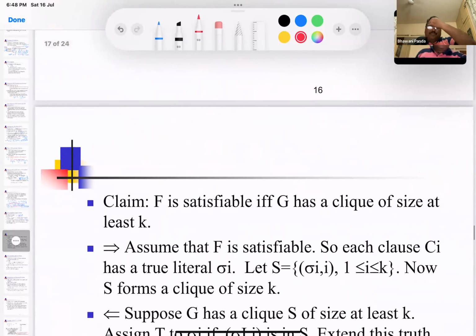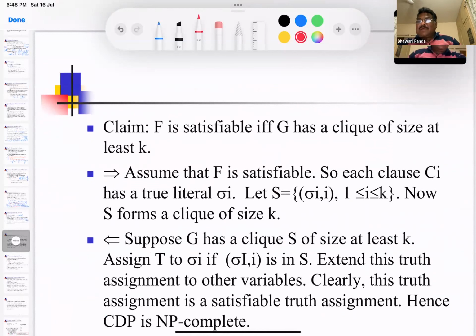So assume that F is satisfiable. So each clause Ci has a true literal sigma i.